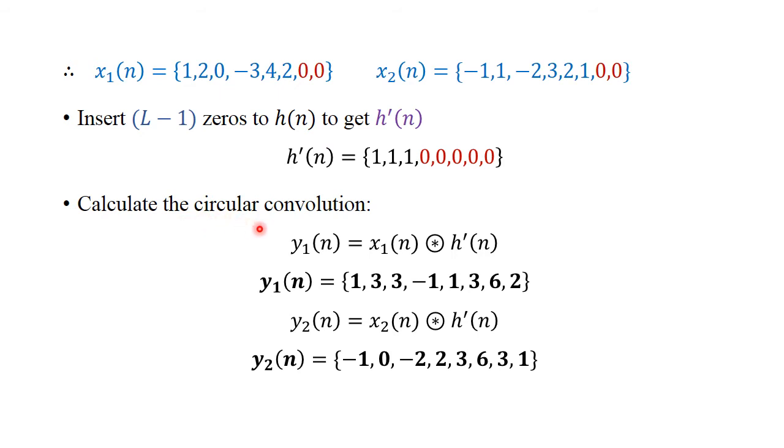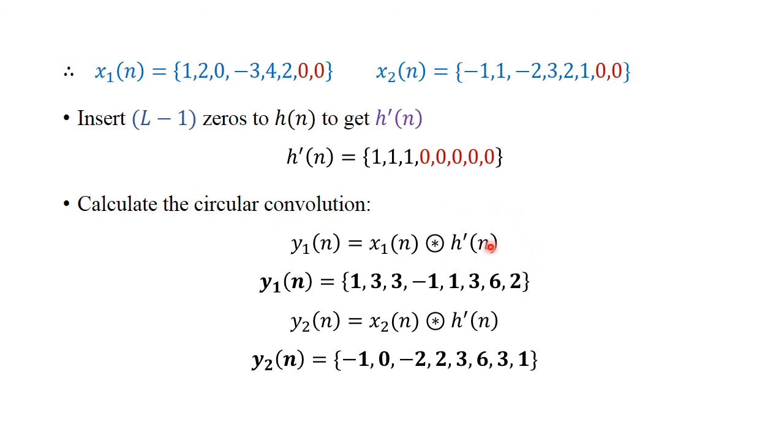The next step is the circular convolution. Two sequences x1 and x2 are there. Therefore, we are going to get two outputs, y1 and y2. So y1 of n is equal to x1 of n circularly convolved with h dash of n. For this, we are going to get the result as 1, 3, 3, minus 1, 1, 3, 6, 2.